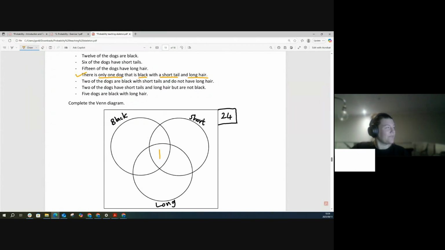So now we've done this one. Cool. Then we can start moving our way out a little bit. Let me get a different color. Two of the dogs are black with short tails and do not have long hair. So they are black and they have short tails, but they don't have long hair. So I've got a 2 sitting over there. How are we doing so far? Are we getting the same numbers? I'm hoping so.